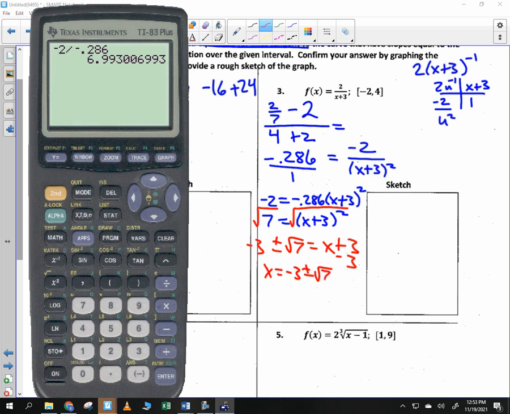I think we should figure out what that is. -3 minus the root of 7, and I get that. Is that in our interval? No. -3 plus the root of 7. Is that in our interval? Yes. So the C value is -0.354.